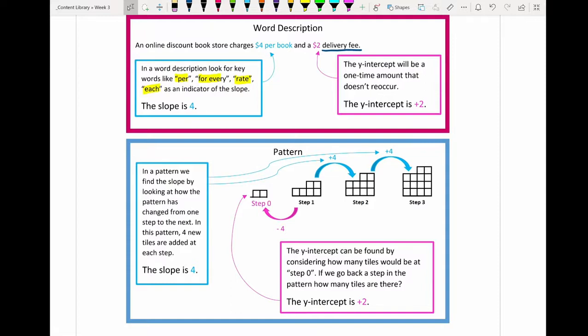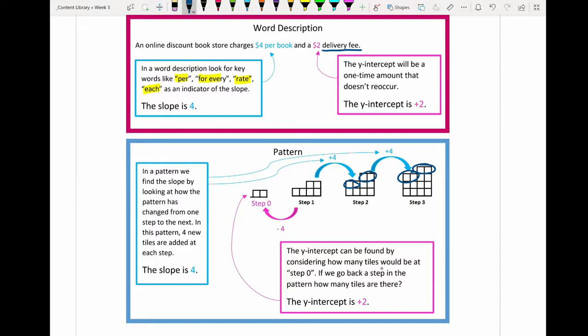In a pattern, we find the slope by looking at how the pattern has changed from one step to the next. And in this pattern, we can see that we're adding 4 new tiles every time we increase a step. So every time we increase a step, we've kind of already highlighted this one, we increase by 4, and then we increase by 4 the next time. So every step we increase by 4, that's going to be my slope.